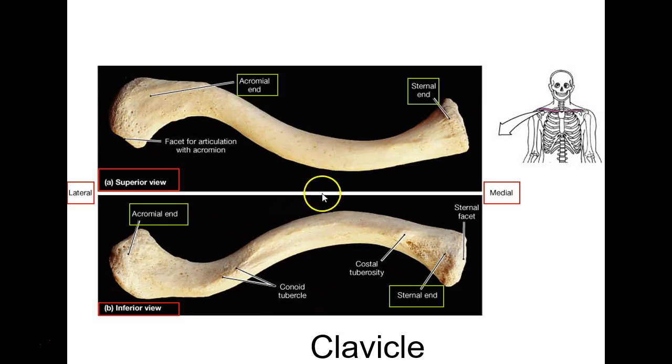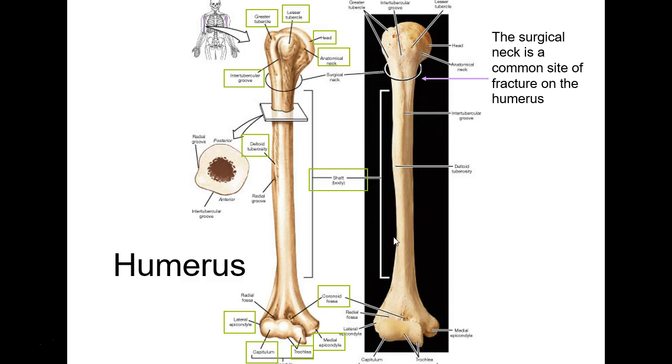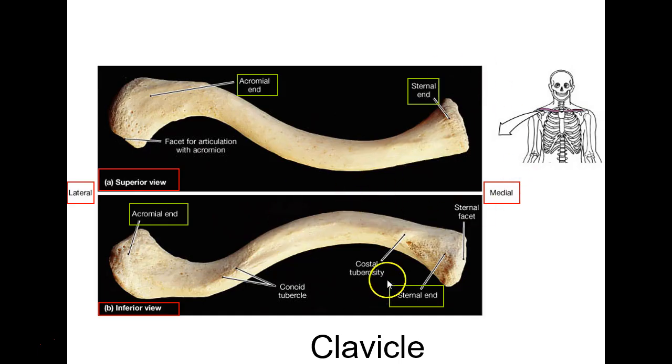Then you flip this guy over. This is the same clavicle. You just flipped him over, right? And you got two bumps. Put a box around that one and that one. They should be in your lab book. This is a tuberosity because it's kind of broad-based, and it's called the costal tuberosity, right? And this one they're calling a tubercle because it's a little more discrete. It's got its own name, conoid tubercle.